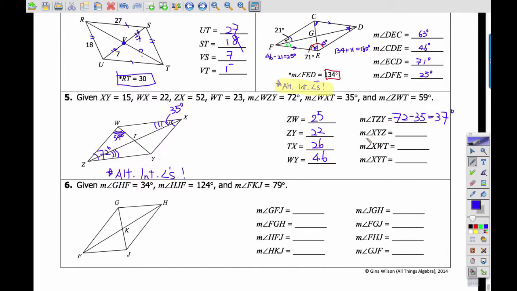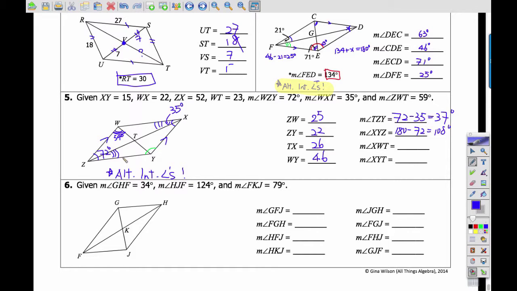Okay, and then the next one I'm asked to find XYZ. So I'm asked to find the total. Now, in order to find this one, I know that WZ and XY are parallel, and therefore I'm going to use different colors just so that I won't overuse my tick mark. This green 1 tick mark is supplemental to 72 degrees. So therefore it's 180 minus 72. So I should have 108 degrees.